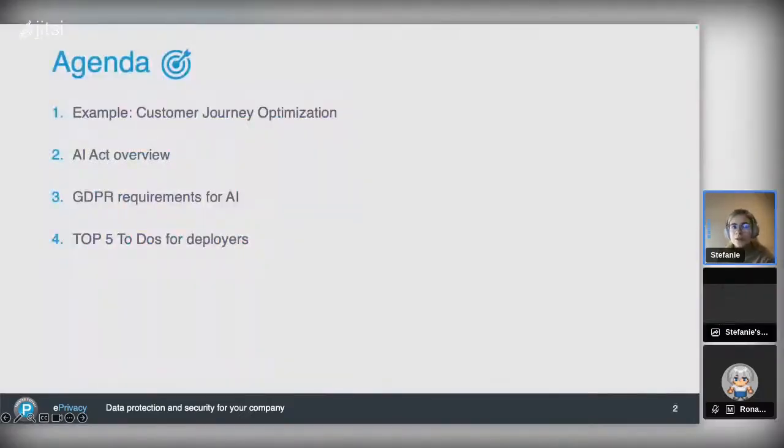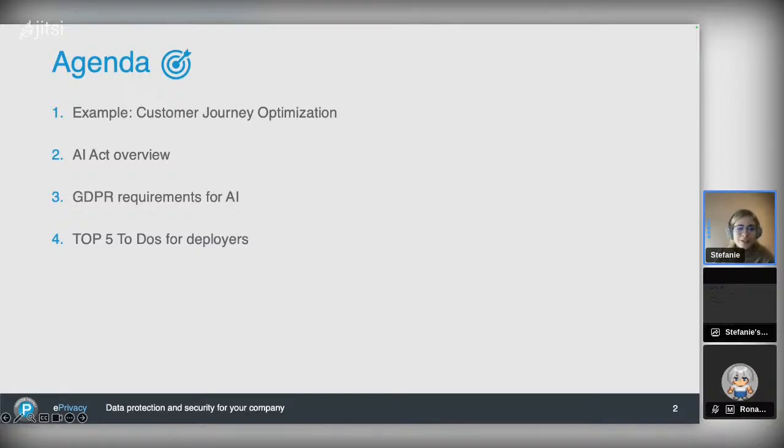So what are we going to have a look at today? We're going to do this overview on an example, on a use case that I have here with you. It is about customer journey optimization with AI. Then we're going to have a look at the AI Act and give you an overview of who the AI Act applies to. Then we're going to talk about the GDPR requirements for AI systems. And last but not least, we have some top 5 to-dos for you that work for deployers of AI systems.